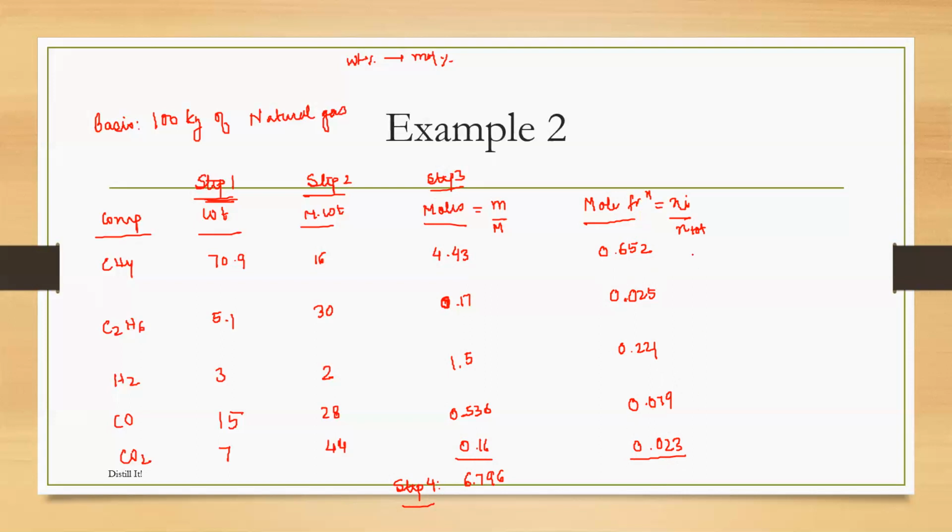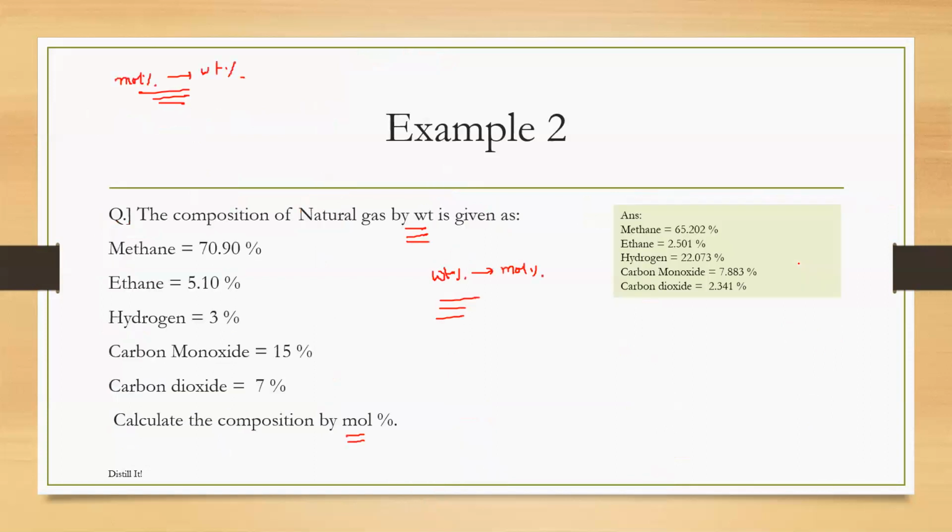All right. Now, once you get the mole fractions, you must always add them up and see if you're getting 1. Because if you're not getting 1, then you've made some error in the calculations, so you need to rectify it. But I have got 1 over here, so there are no errors in my calculations. Then I need to calculate mole percent. That is nothing but mole fraction into 100. So this is going to be 65.2%. This is 2.5%. This is 22.1%. This is 7.9%. And this is 2.3%. And the total is going to be 100%. This is your answer.